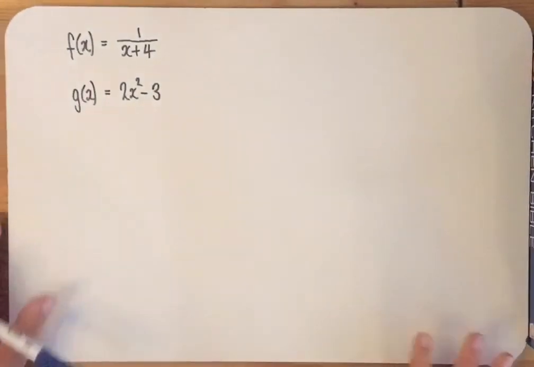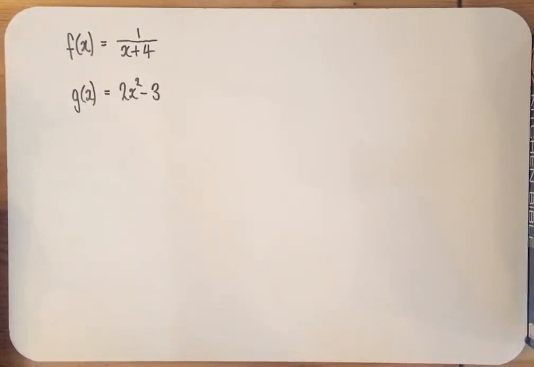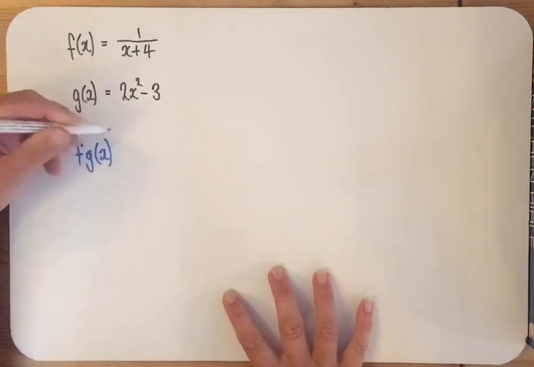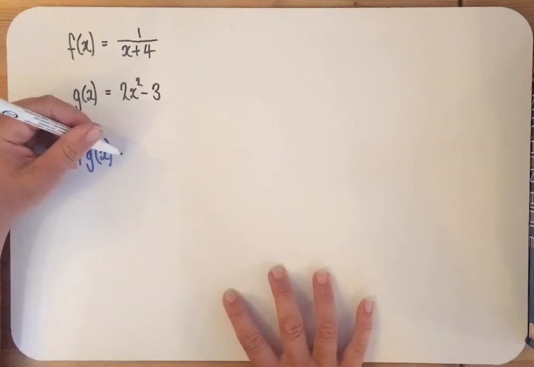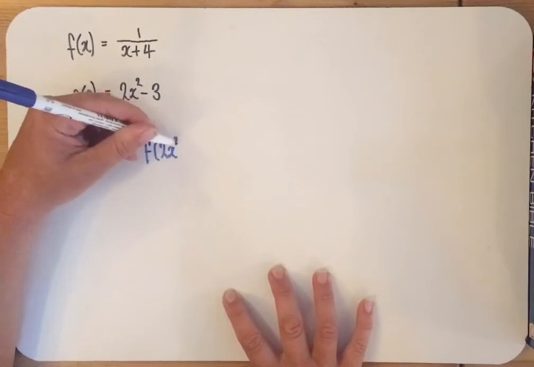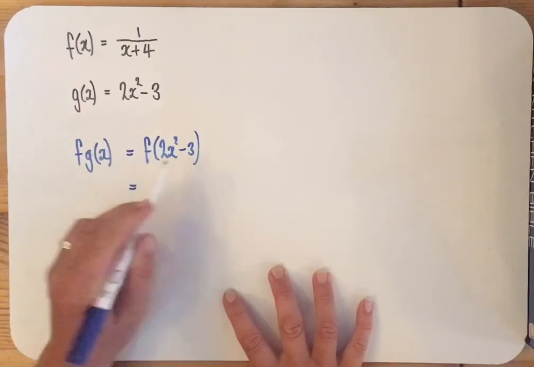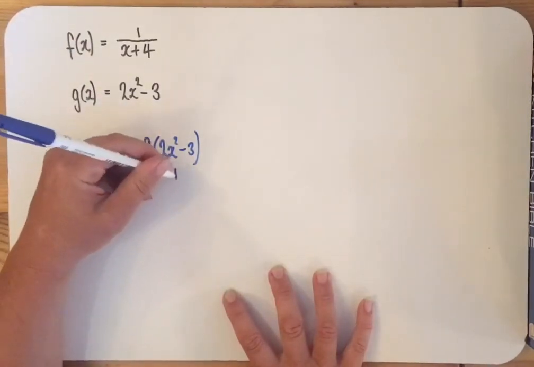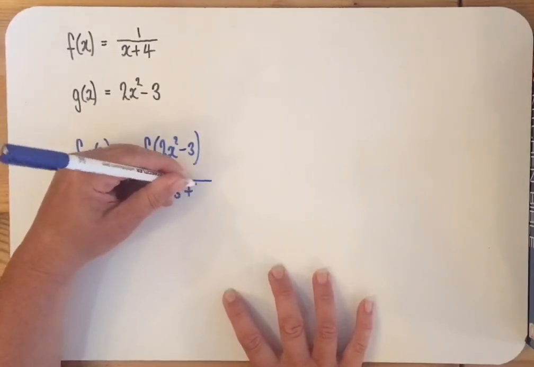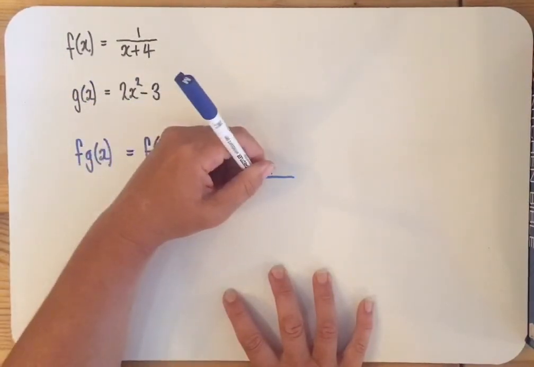So different f and g this time. So f of x is 1 over x plus 4. g of x is 2x squared minus 3. So if I do fg of x, the first thing I do is g of x. So I need to do f of 2x squared minus 3. This means that I replace x with 2x squared minus 3 in f of x. So 1 over 2x squared minus 3 plus 4, which gives me 1 over 2x squared plus 1.